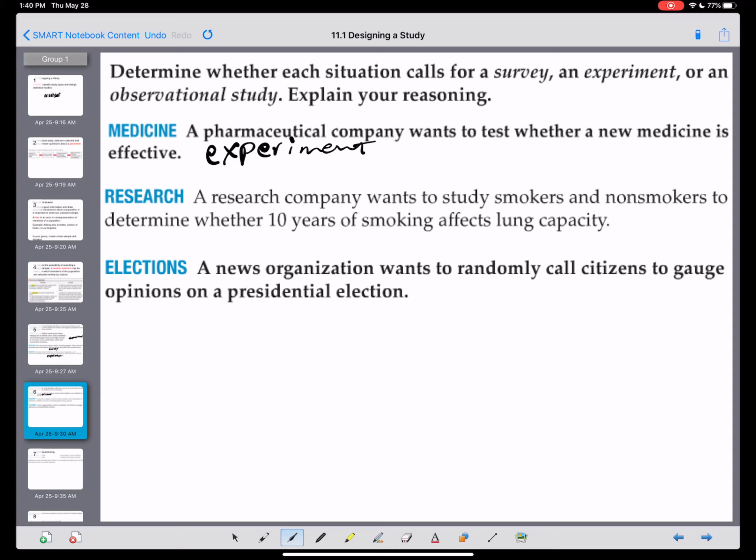A research company wants to study smokers and non-smokers to determine whether 10 years of smoking affects lung capacity. So you're not giving them cigarettes, right? You're just watching people that already smoke or people that don't smoke. So that's called observation.